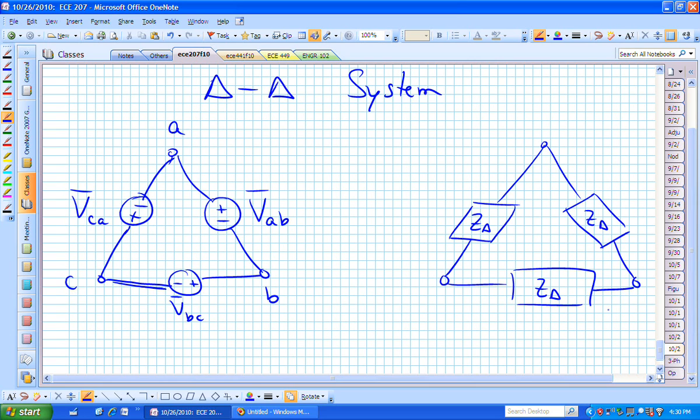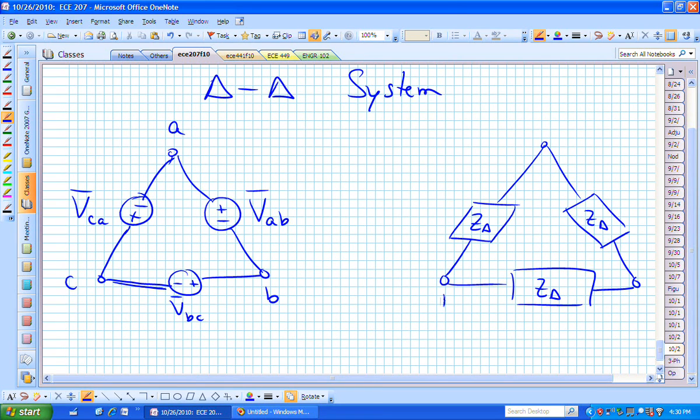This is now, I'm talking to sources. They're still 120 degrees out of phase, aren't they? And the magnitudes are equal. That's what it means when we have a balanced set of sources for a three-phase system. They're 120; 360 divided by 3 gives us this 120.